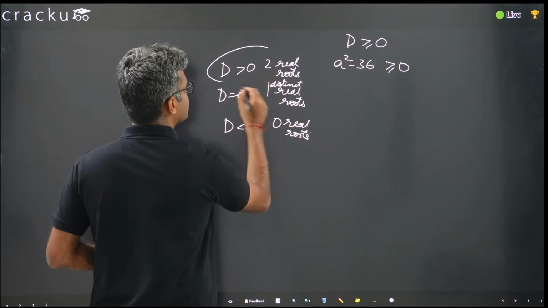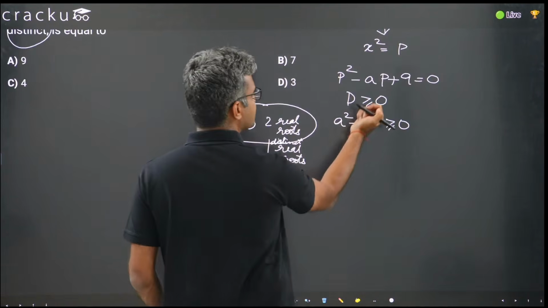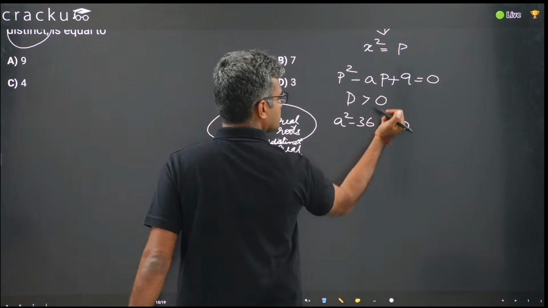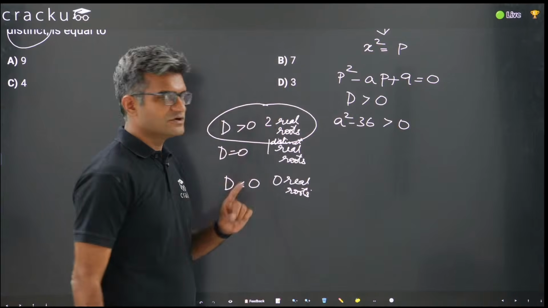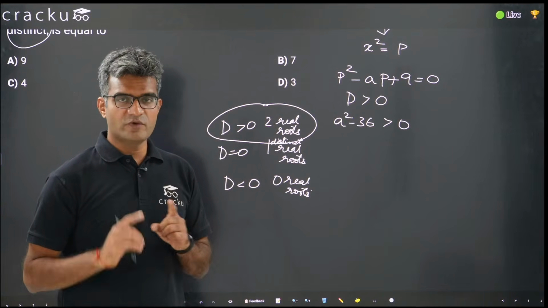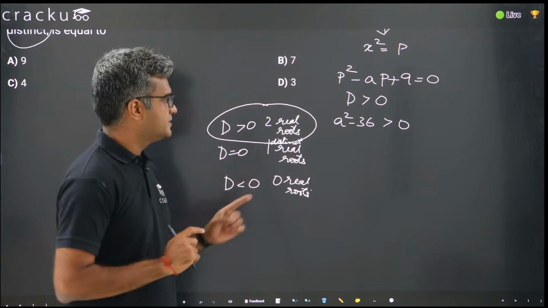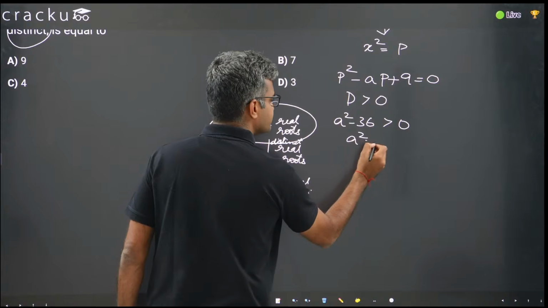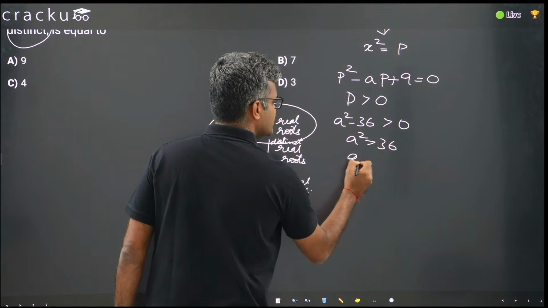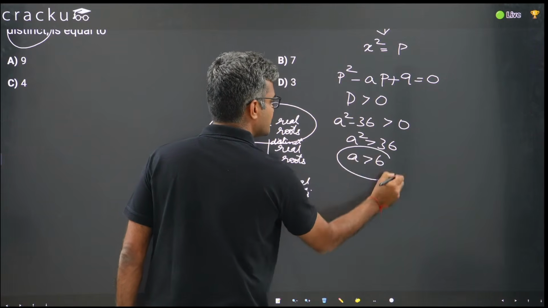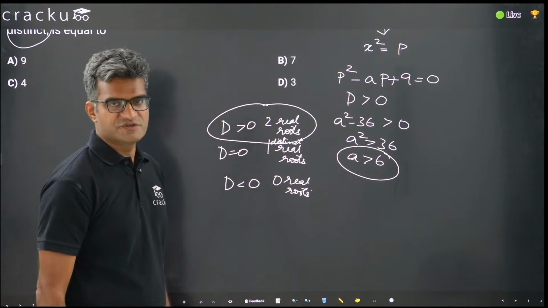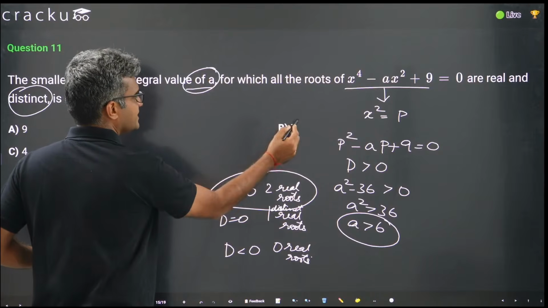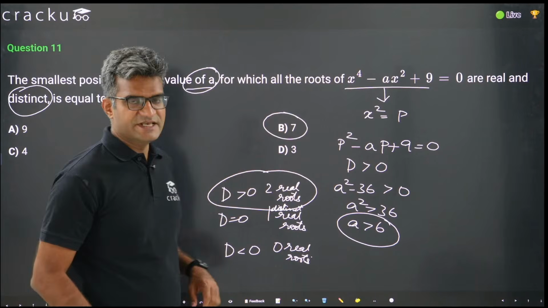So here we want this particular case to happen. So d being greater than or equal to 0 will not suffice. D has to be strictly greater than 0, because if d is equal to 0, the roots will be real, but they won't be distinct. They will be equal to each other. So a square has to be greater than 36, or a has to be greater than 6, because we are only looking for positive integral values of a. So the smallest value that a can take is 7, which is option B.